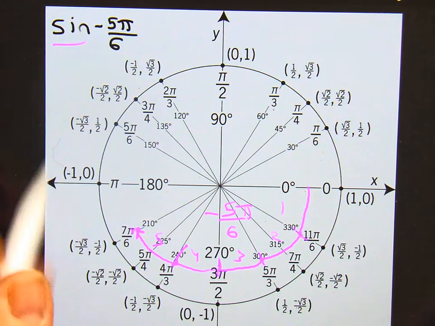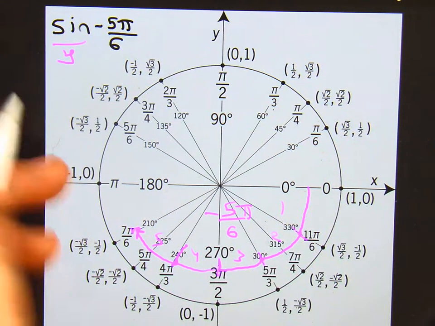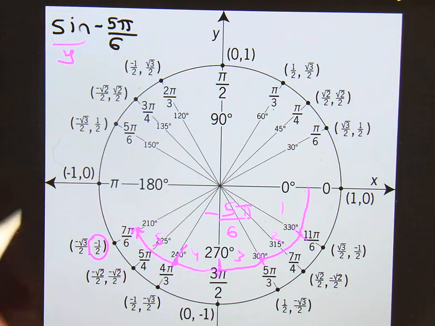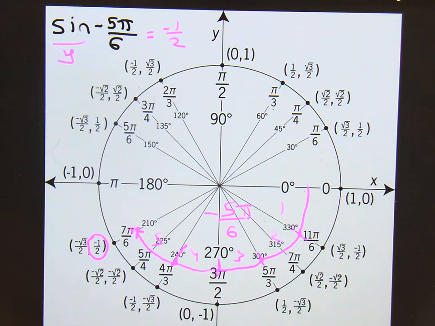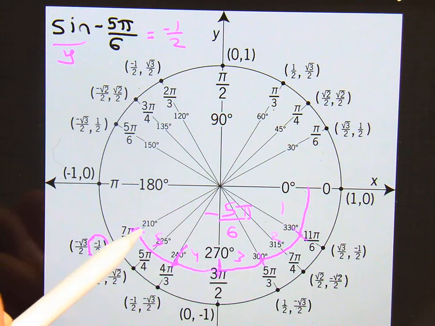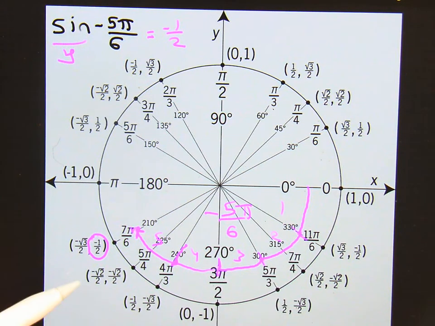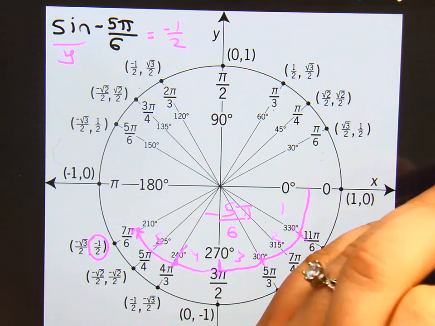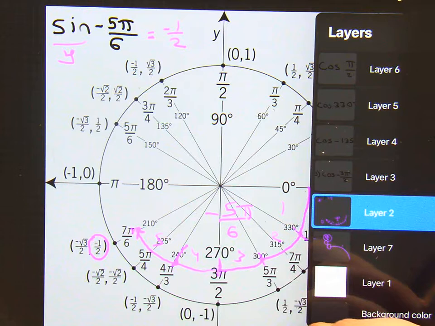So now I'm looking at sine. So again, x, y. Sine is my y. So literally my answer is negative 1/2. That's my y at negative 5/6 pi. Alright. You're welcome to pause the video whenever or replay for examples.